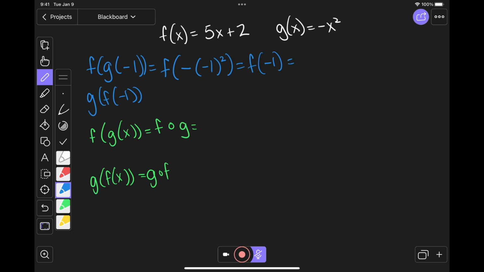And then we put that -1 in F now. So 5 times -1 plus 2. And we get -5 plus 2 is -3.